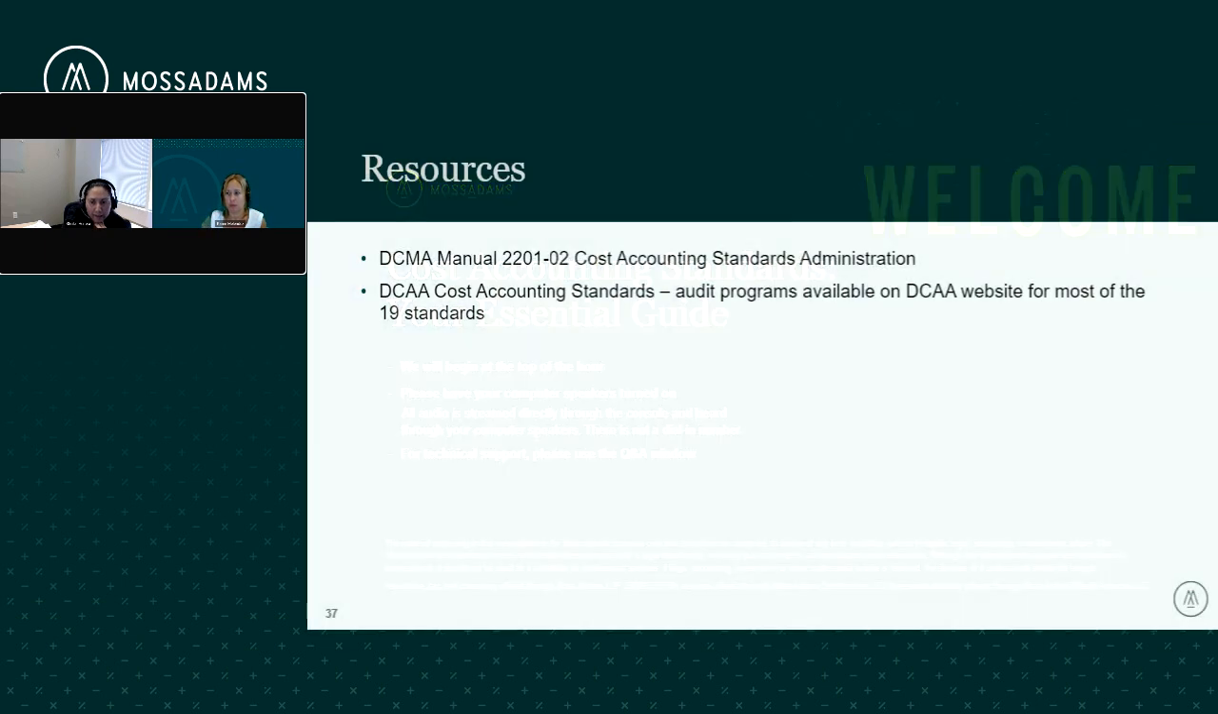And so there are some resources out there specifically for cost accounting standards, and really some of the audit programs that the DCAA follows and uses, and some Q&As and those types of things. And of course, we're always a resource, but some of these are really helpful in just understanding some of those requirements under these standards.